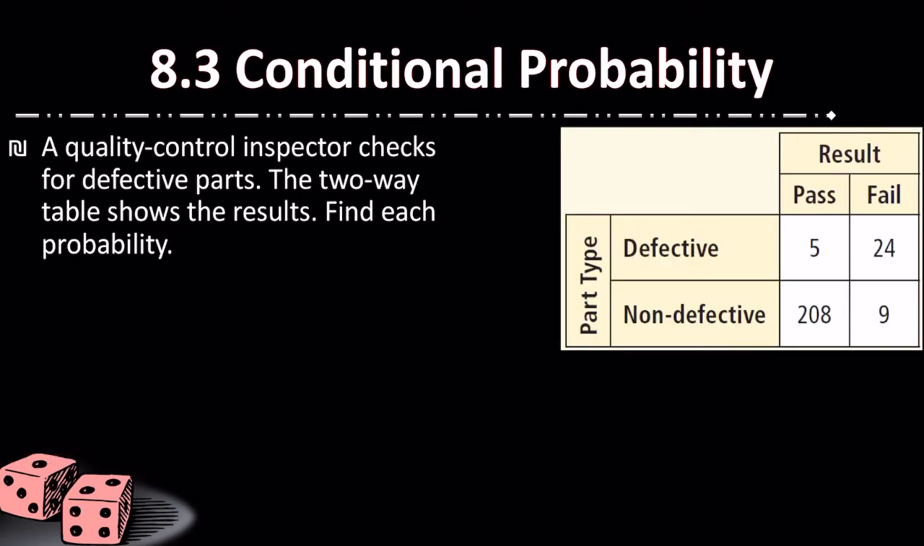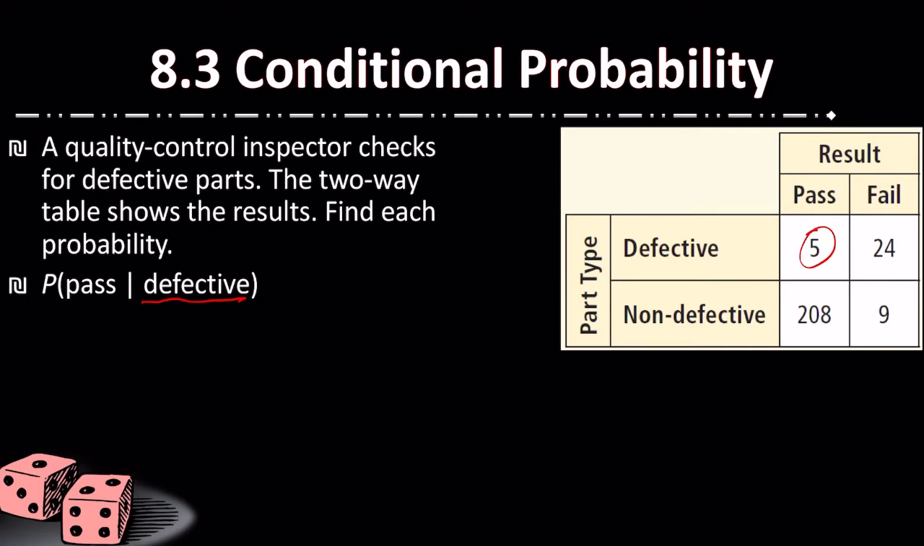A quality control inspector checks for defective parts at a factory. The two-way table shows the results. Find each probability. Okay, what's the probability that they pass given that it's defective? So we know it's defective, but we want to pass. So we're going to look for defective but still pass. That one right there.